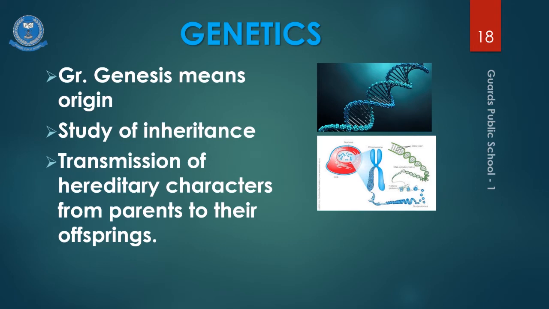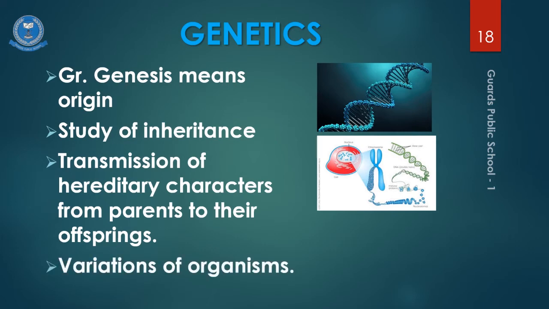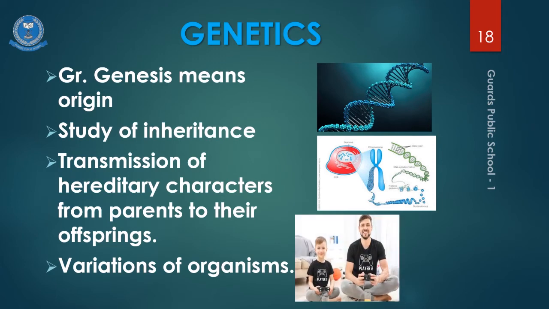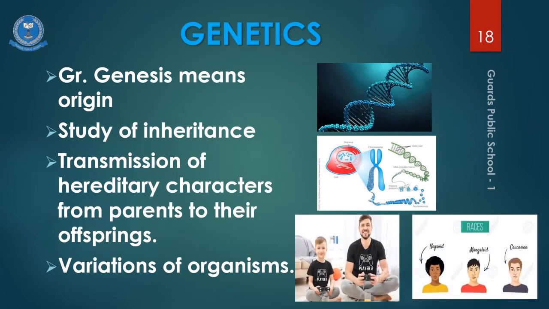And students, do you know what genetic variation is? Genetic variation can be described as the difference between organisms of the same species. It means a person's skin color, hair color, dimples, freckles, and blood type are all examples of genetic variation.